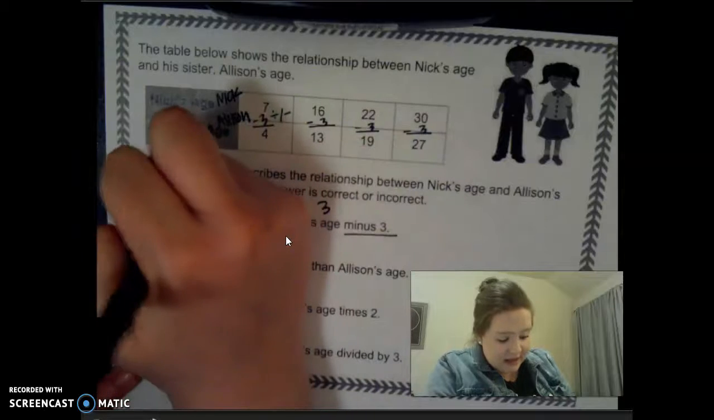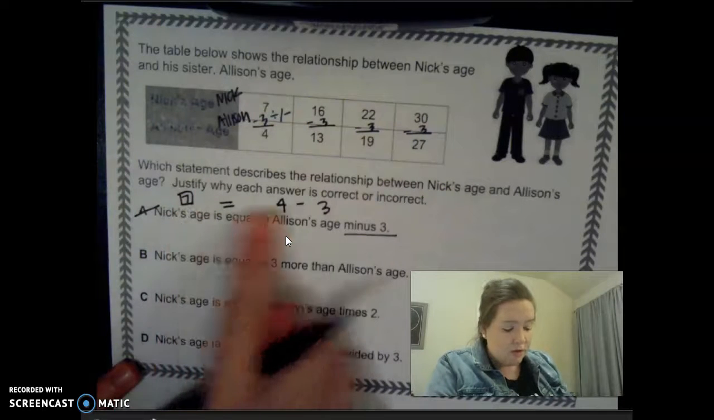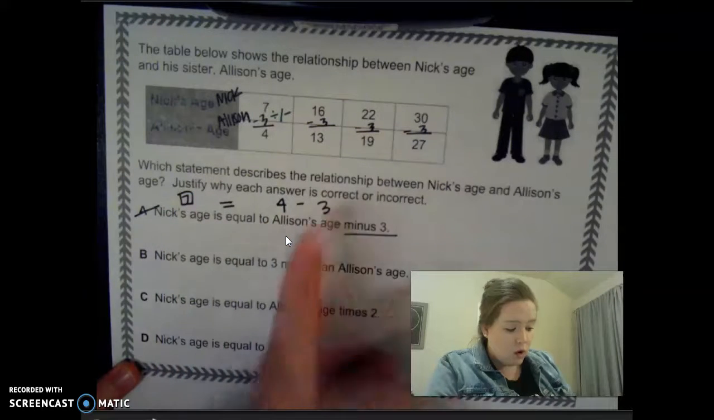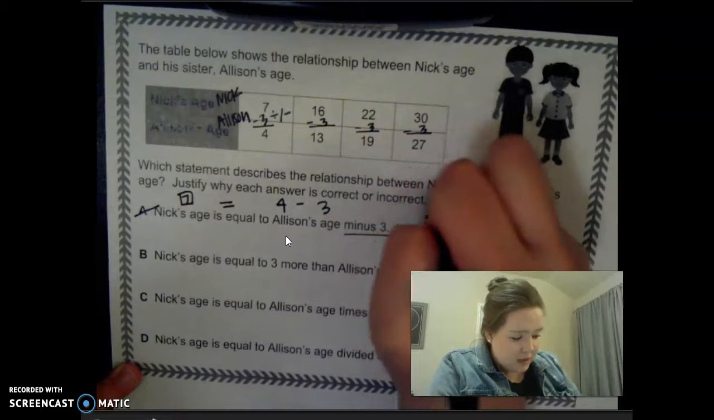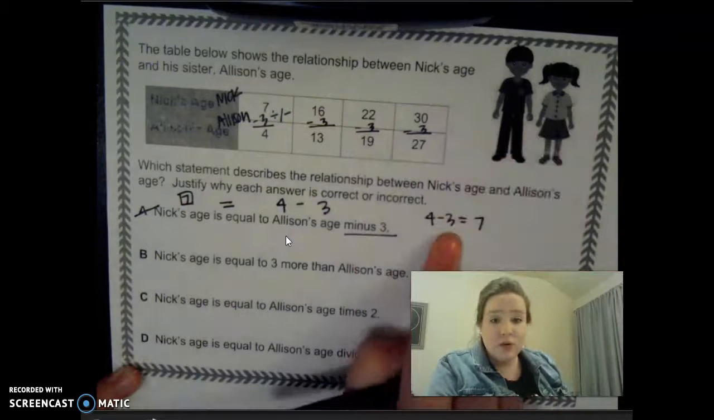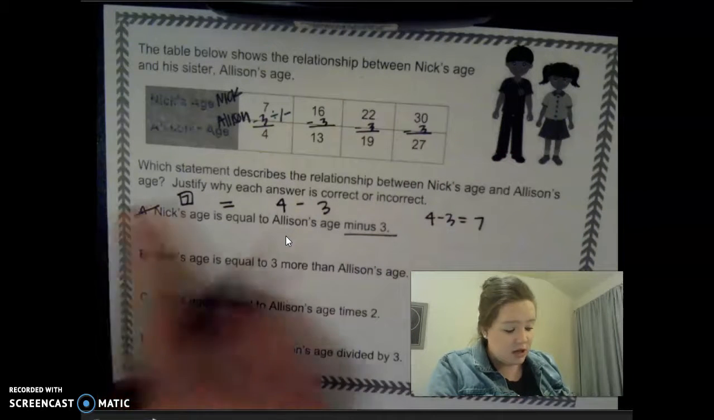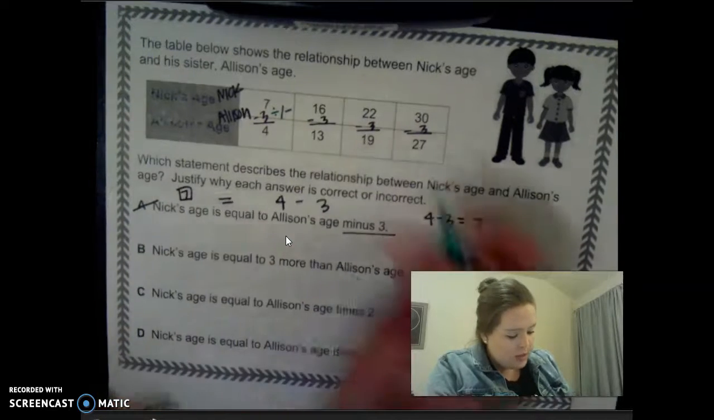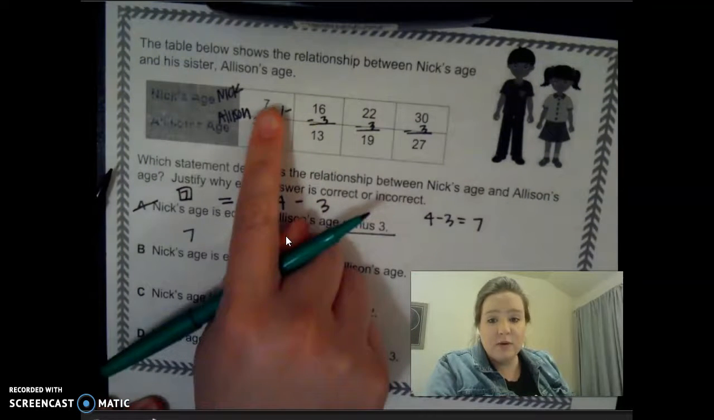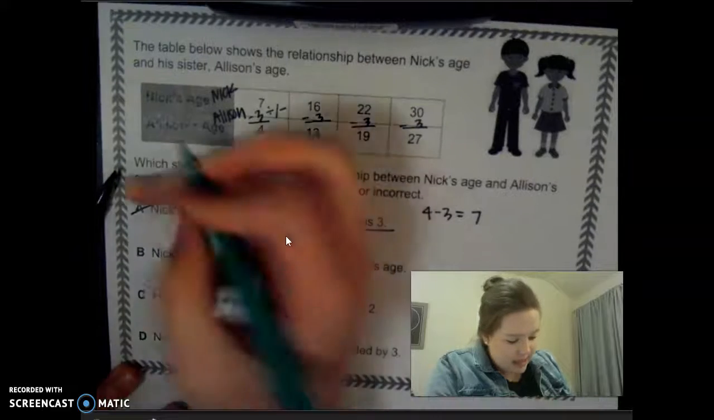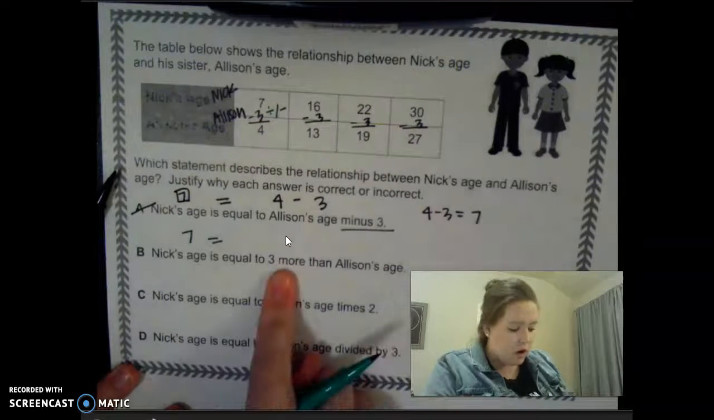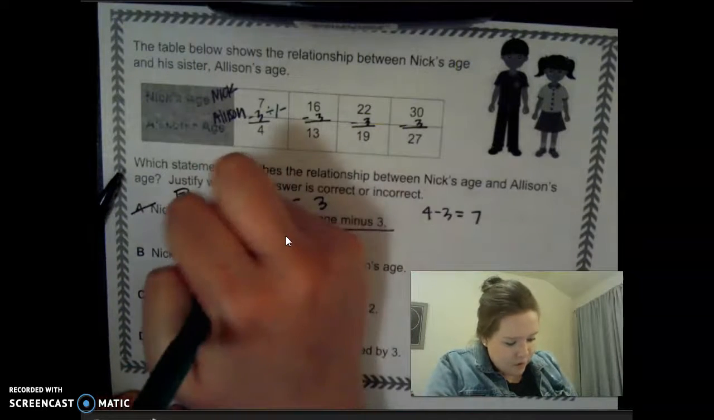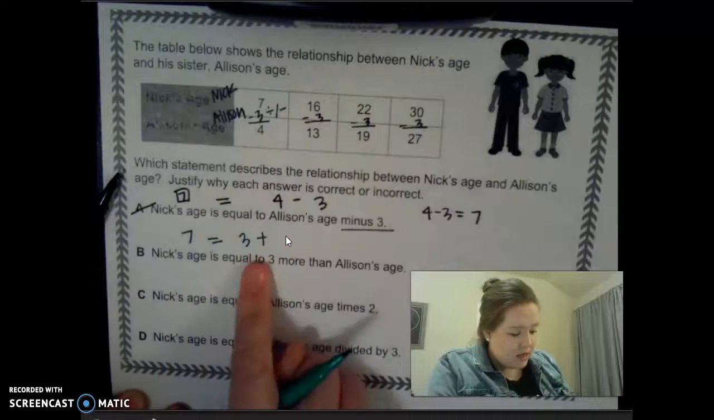So that's saying that 7 is equal to 4 minus 3. Or if you want to write that the other way, 4 minus 3 equals 7. Is that true? No, that is not true. Nick's age, which is 7, and I'm just going to start with this one because that's the easiest one to do, is equal to 3 more. 3 more would be addition than Allison's age.